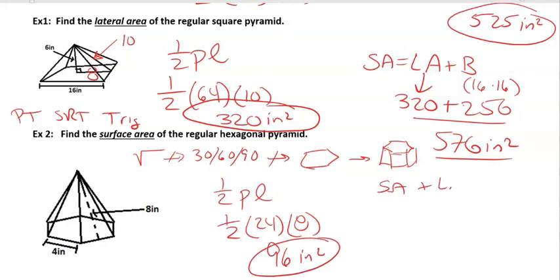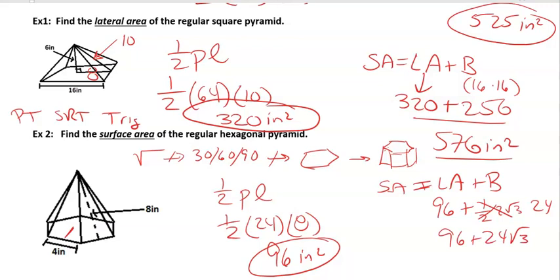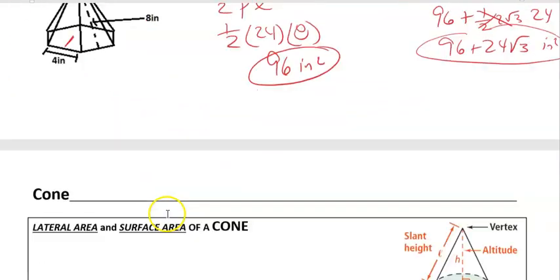Surface area is going to be lateral area plus the base. Lateral area is 96. The base is 1/2 apothem times perimeter. Apothem, you guys just need to be good at this by now. That is going to be what? 2 rad 3, and then perimeter, which is 24. Those cancel, and you end up having 96 plus 24 rad 3. Questions on that? I'm very concerned. All right, let's look at the next one.